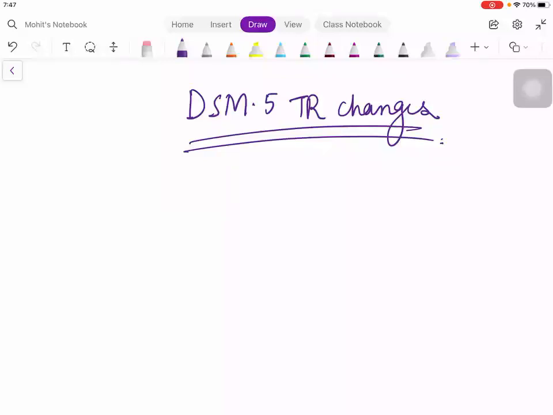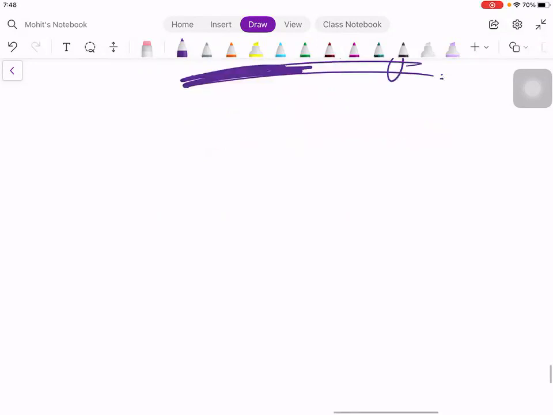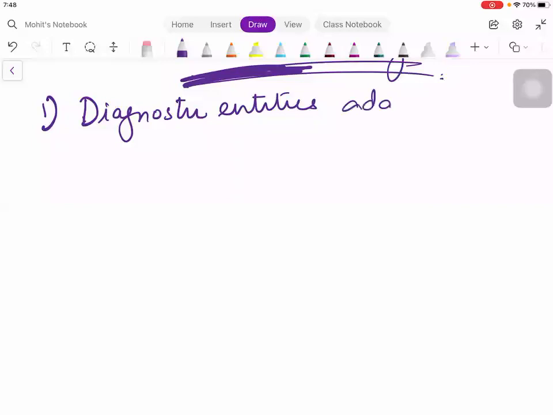Let's talk about the changes that have been introduced in DSM-5 TR. TR is text revision. So what changes have been introduced? We can group them into these categories. Number one, what diagnostic entities have been added?